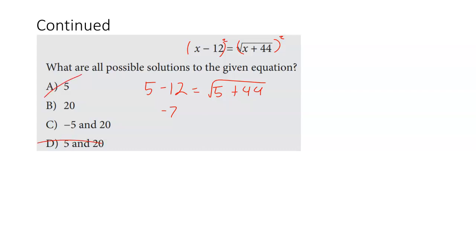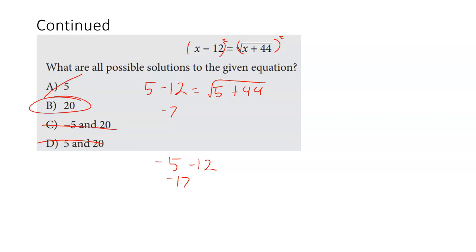Do the same thing, okay? We've got 20 and negative 5, okay? Doesn't matter which one you do. Pick one, okay? I would do negative 5 because if it's right, then you know what it is. If it's wrong, you know what it is. What's negative 5 minus 12? 17. Can I square root something and get a negative 17? Done.